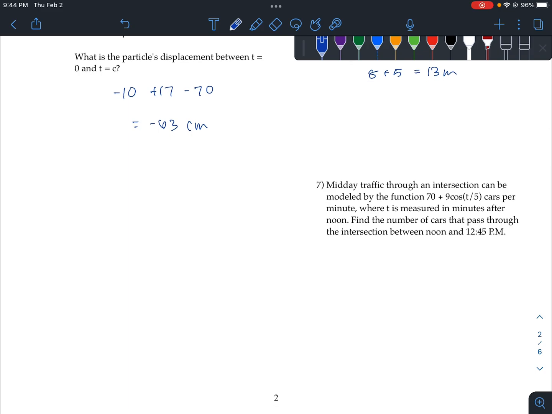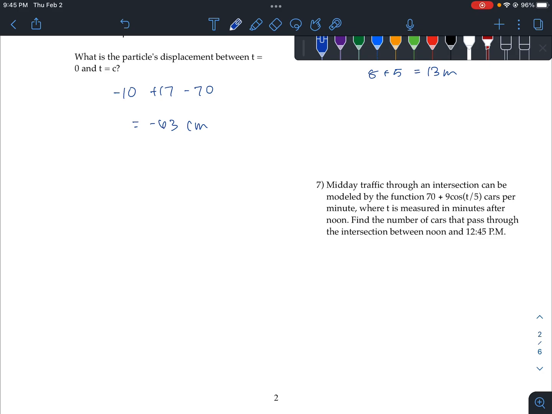So midday traffic through an intersection can be modeled by the function 70 plus 9 cosine of t over 5 cars per minute, where t is measured in minutes after noon. Find the number of cars that pass through the intersection. So sounds like we're given a function for the cars per minute. So then if I integrate that function over the given time interval, we'll find how many cars pass through it.